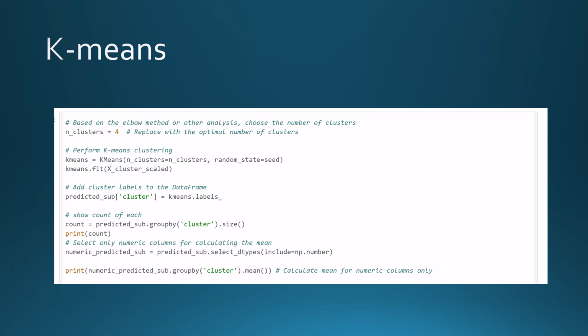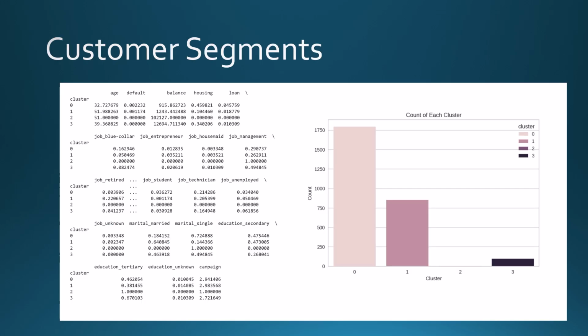Next, we'll fit the k-means model with the optimal number of clusters of 4. The data is then grouped by cluster and summarized by the mean for each feature. 4 customer segments were identified. With cluster 2 containing only one customer, it will be ignored for this analysis. Common between the 3 remaining segments are: a majority have education secondary or above, they don't have personal loans or credit in default, on average have a positive balance, and it takes approximately 3 calls to turn the customers into subscribers.